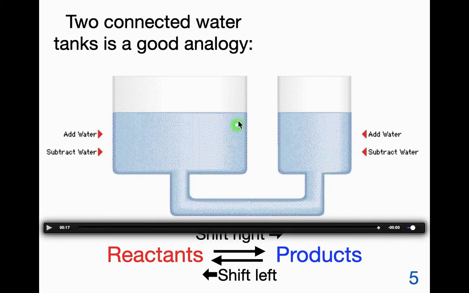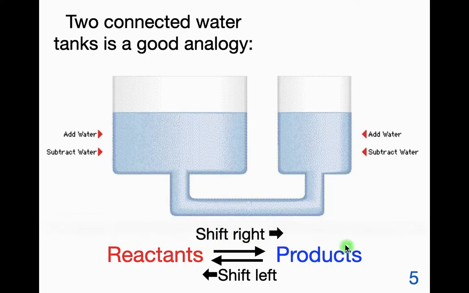So let me recap this. If I add a reactant, I'll make more products. If I add more products, I'll make more reactants. If I remove reactants, I'll make more reactants. If I remove products, I'll make more products. And the shifting just refers to that. So if we say something shifts right, for whatever reason, we're making more products. If something shifts left, for whatever reason, we're making more reactants.